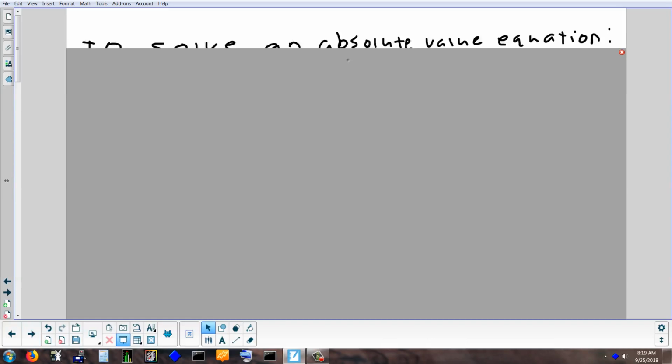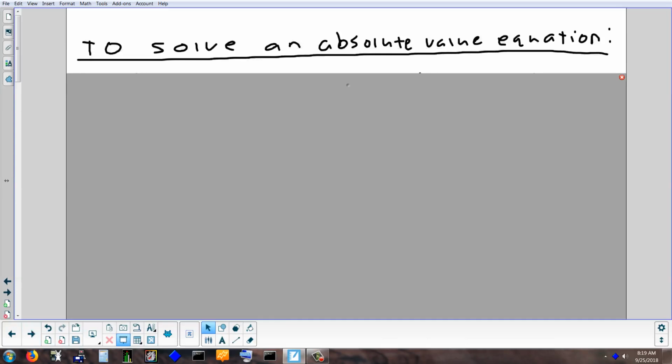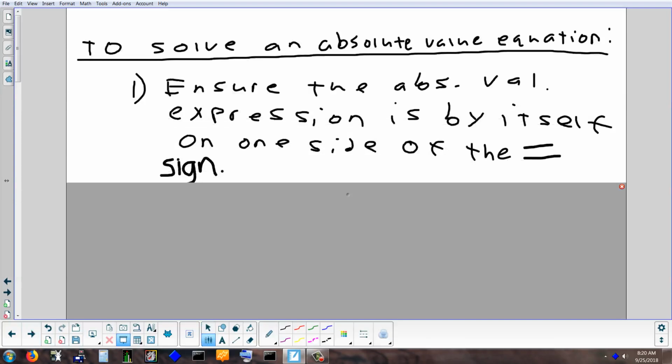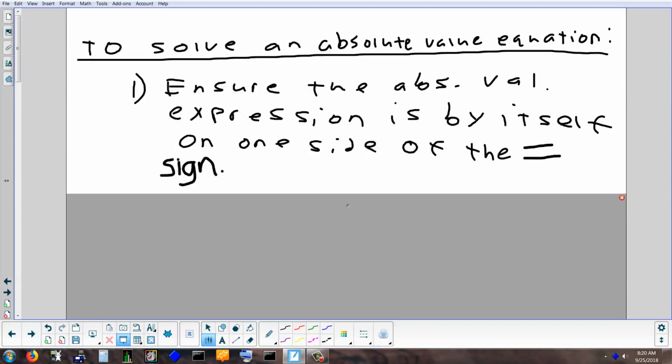So guys, when we're looking at our steps, the first thing you have on your notes is ensure. What you want to write is: ensure the absolute value expression is by itself on one side of the equal sign. Squeeze it in. You have your equal sign, here's the absolute value bar. You want stuff inside of it, nothing outside of it.